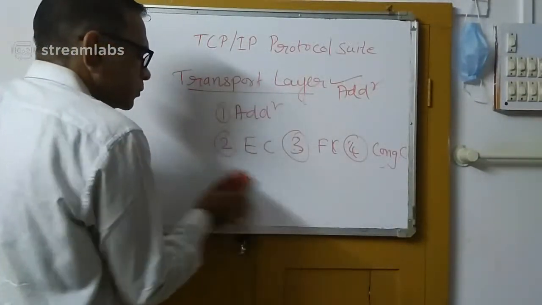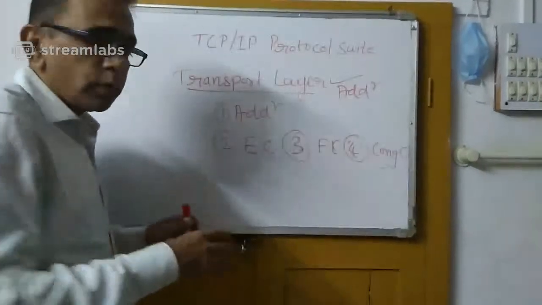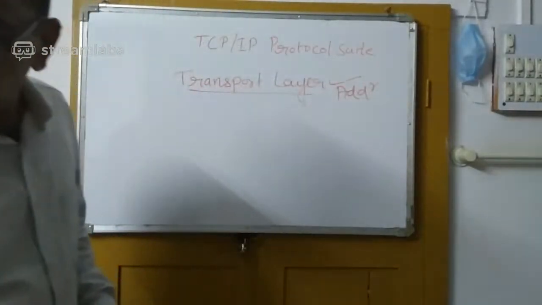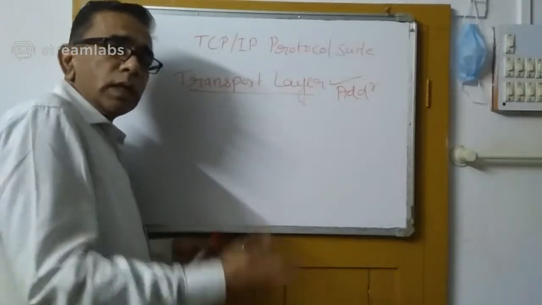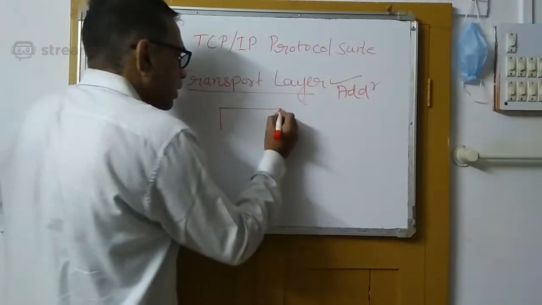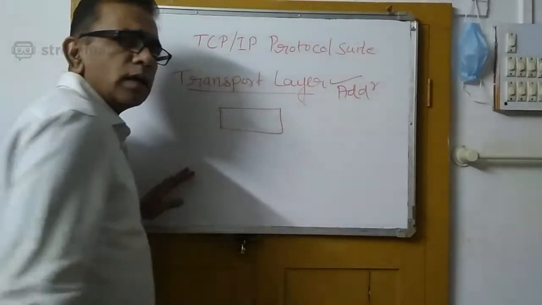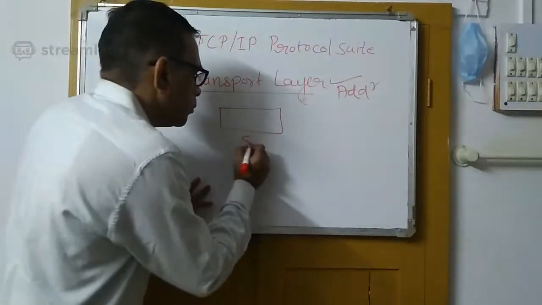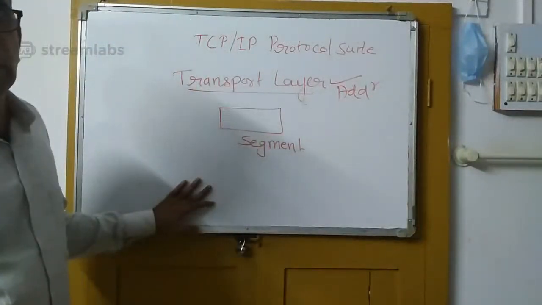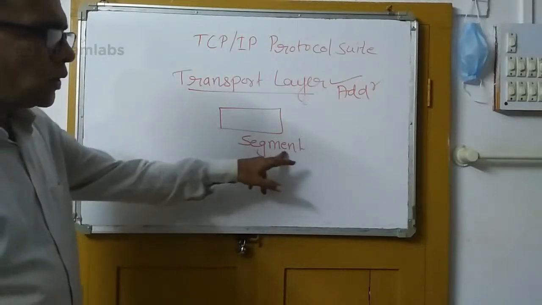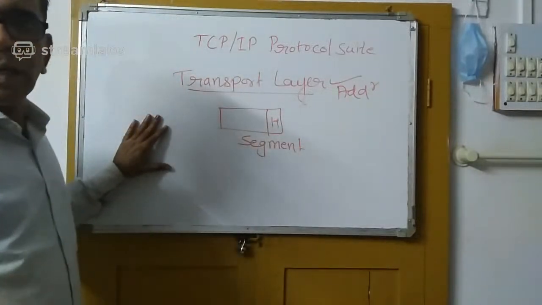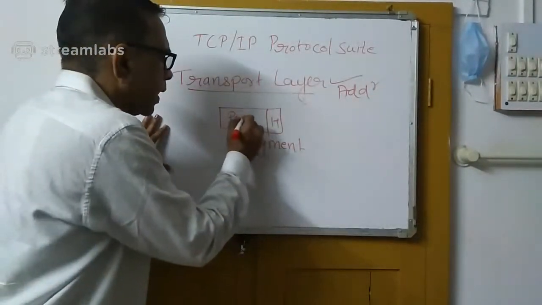Now, in what way is the data going to be represented in the transport layer? That is also one more issue. Apart from addressing, we need some way of representing the message. The information that is generated at the transport layer, we call it a segment. I hope it is clear. This segment, as usual, contains two parts. One is the header part, another is the payload part.